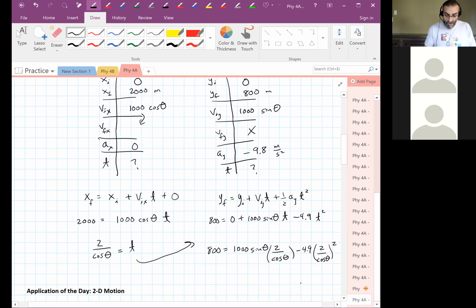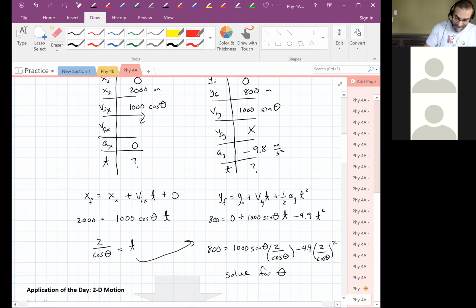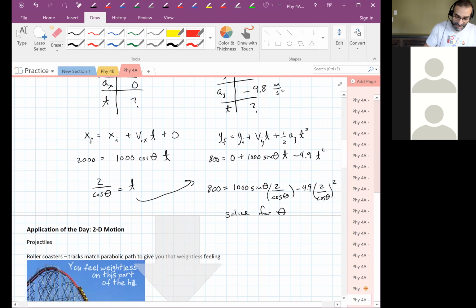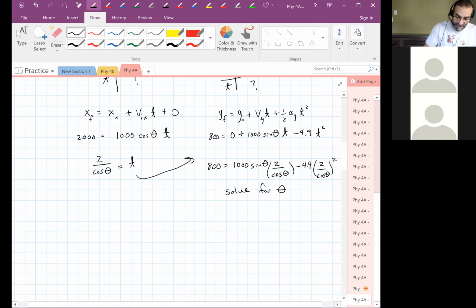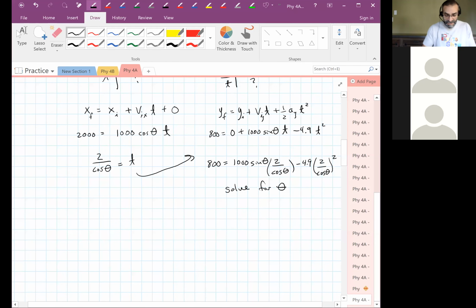And normally what I would say is the physics is done at this point. Now it's just math, solve for theta. But if you look at that equation, that is nasty. I don't know how you're going to solve that. I guess maybe graphically on a calculator you could graph it out and solve for theta that way. I'm not sure.